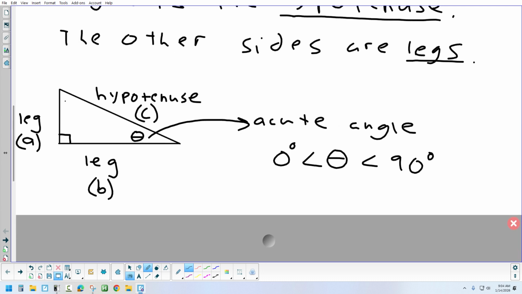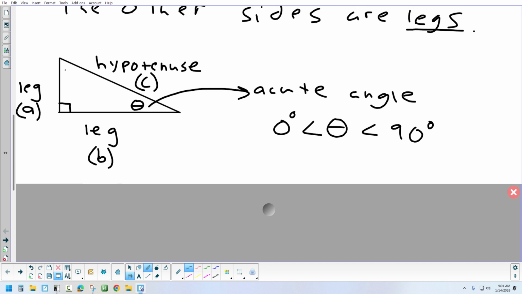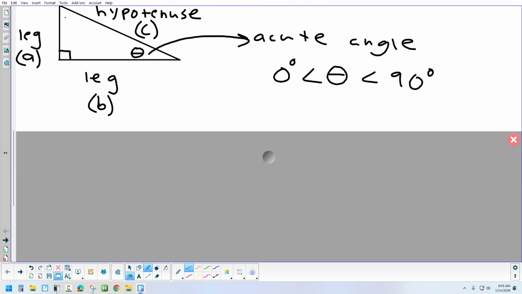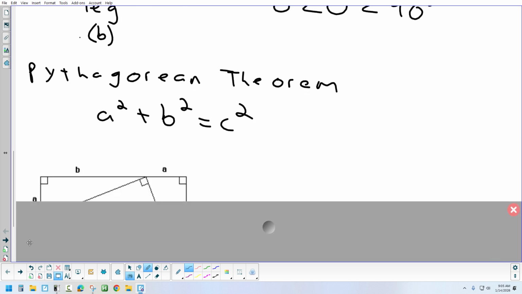There's a theorem that we can use that will connect all the sides in this triangle. This theorem helps us, if we only know two sides, find the third one. Does anybody remember the name of the theorem? Pythagorean theorem. And can you tell me what that is? A squared plus B squared equals C squared. If we're referencing this diagram, one leg squared plus another leg squared equals the hypotenuse squared. That's the Pythagorean theorem.